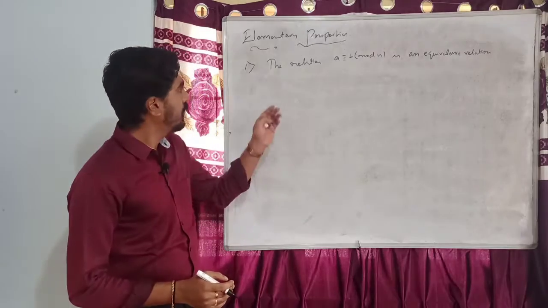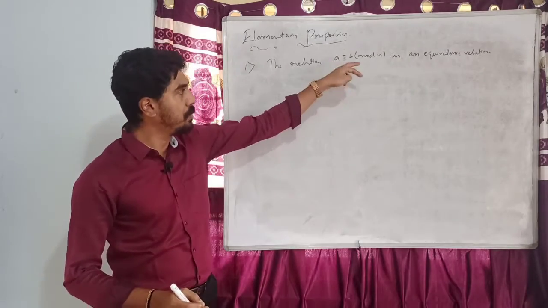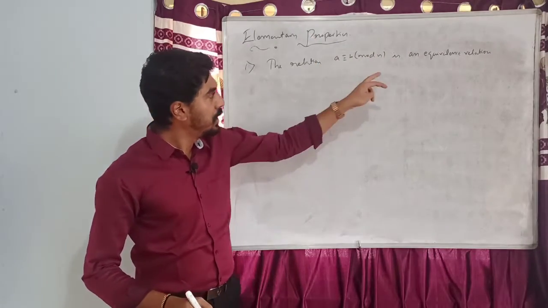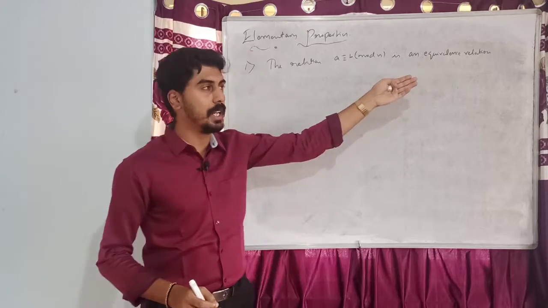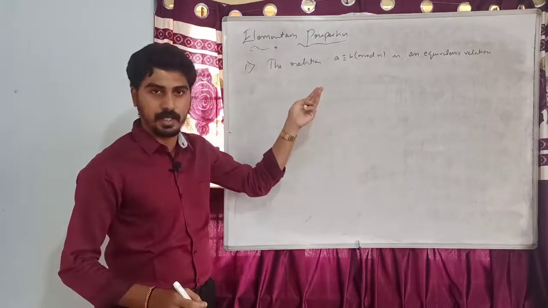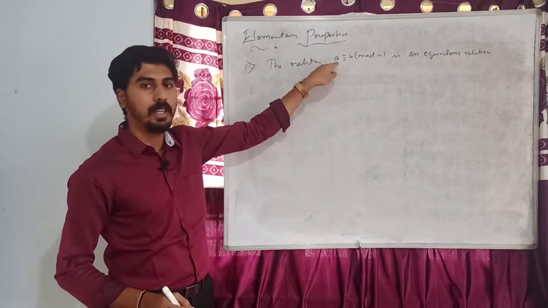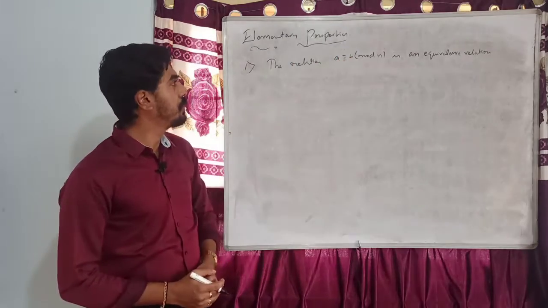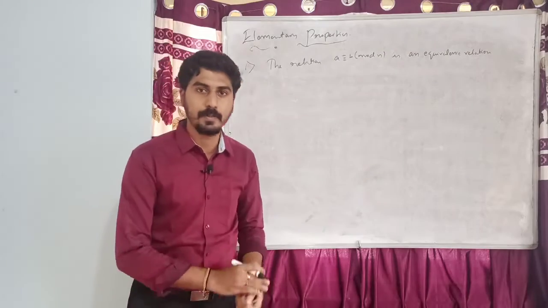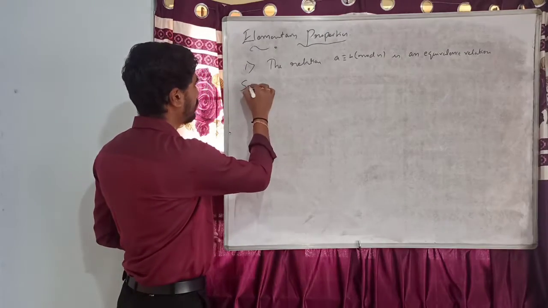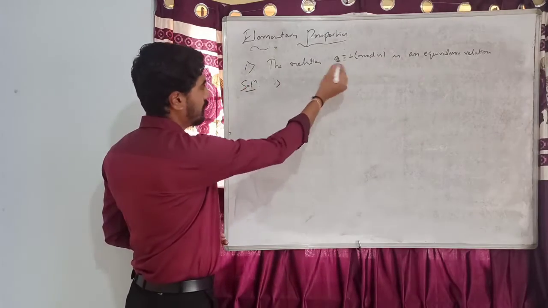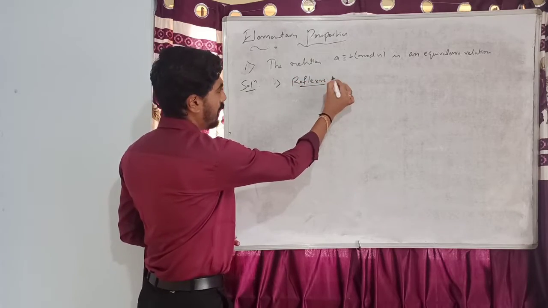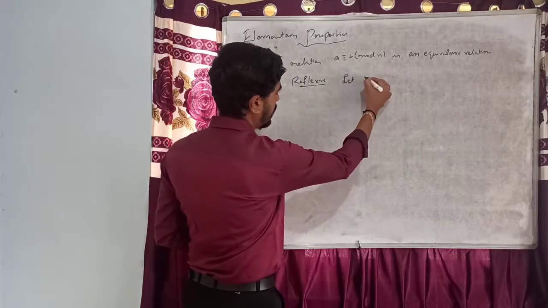Consider the first property. The relation a congruent to b modulo n is an equivalence relation. To prove that this relation is an equivalence relation, we need to show three conditions. First, we need to show that this is reflexive, then we have to show that this is symmetric, and finally we have to show that this is a transitive relation. First, to show that this is a reflexive relation, let us consider an integer a belongs to Z.